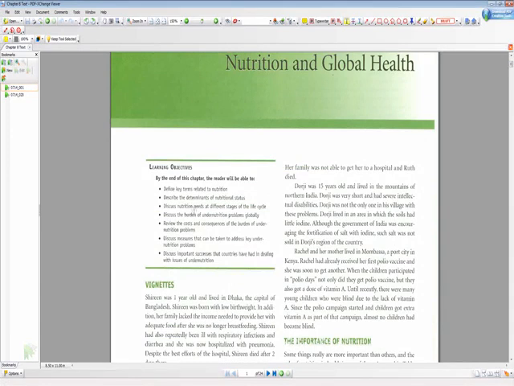Again, as always, make sure you read through the learning objectives, as these will be important as you prepare for your examination and also to help focus your reading.